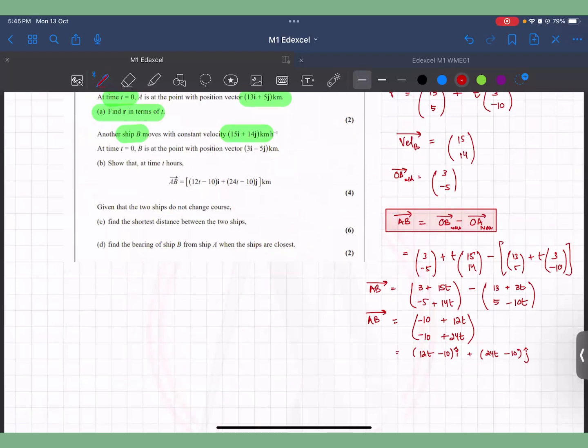And this is the position vector. Given that the two ships do not change course, find the shortest distance between the two ships. Okay, now this is a very, very good question. How will you get the shortest distance between the two ships? Any ideas? Think about it. I'm not really sure. Think.